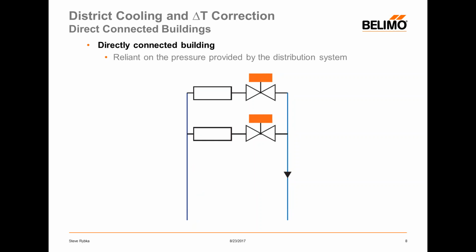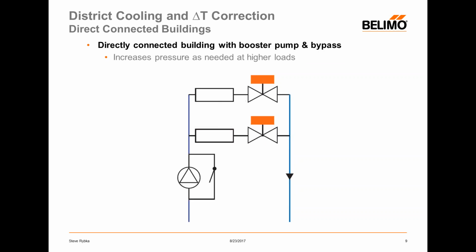We have a direct connected building. This is about as simple as it gets. We just simply have an entering chilled water pipe and a return chilled water pipe, and the building is really reliant on the pressure provided by the central energy plant or the distribution system. So at high load conditions, you may see more flow and compromised differential temperature, and at low load conditions, you may see lower flow and possibly have the inability to actually meet the load demand in your spaces.